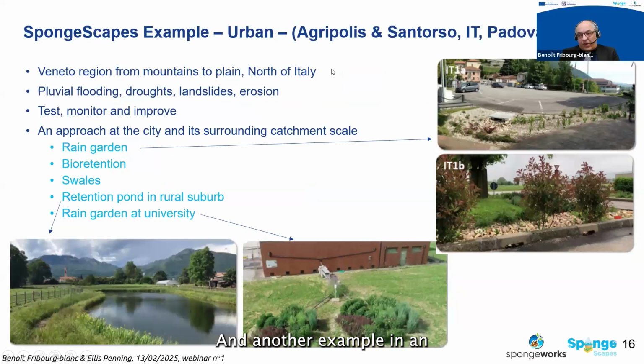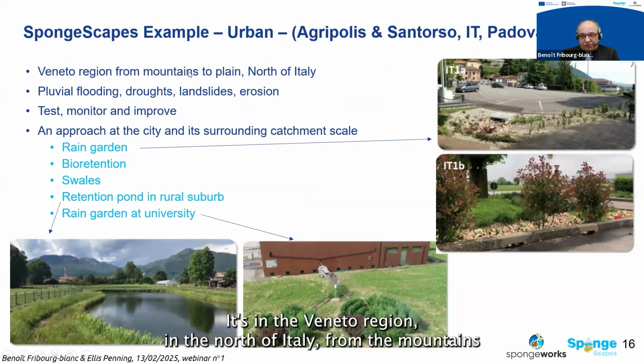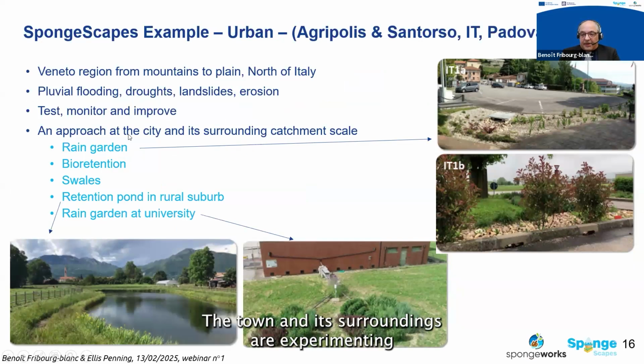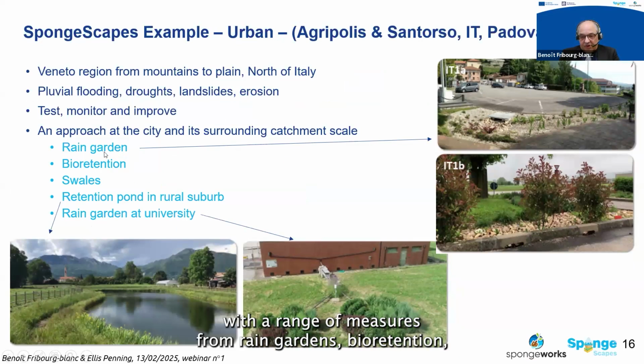And then an example on SpongeScapes. In an urban area, we have Agripolis and Sant'Orso in Italy, in Padova. It's again the Veneto region from mountain to plains, north of Italy, with pluvial flooding, droughts, landslide, erosion problems. And then the approach at the city and its surrounding with a set of measures from rain garden, bioretention swales, etc., etc.